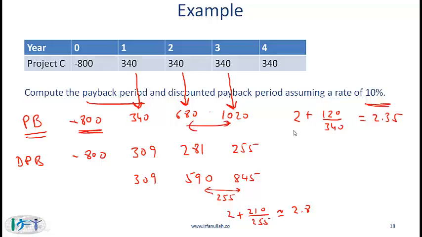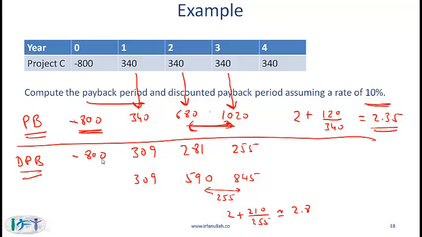To come up with the precise number, we say 2 plus 120 over 340, because from 680 to 800 we need another 120, divided by 340 because that's the amount that we are getting over the third year. So the correct answer is 2.35. That is our payback period.